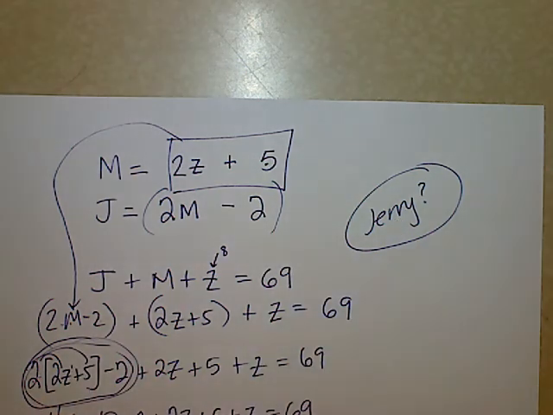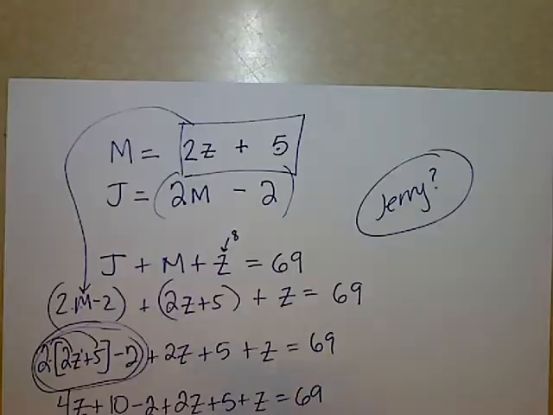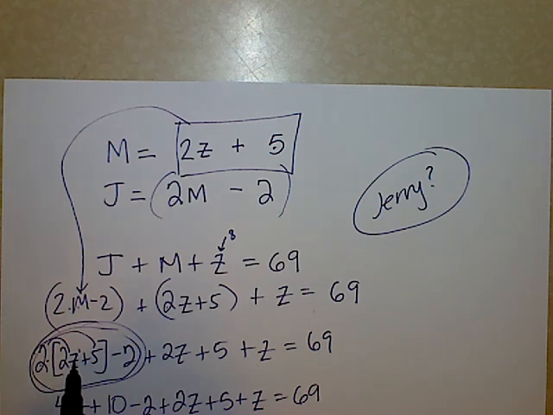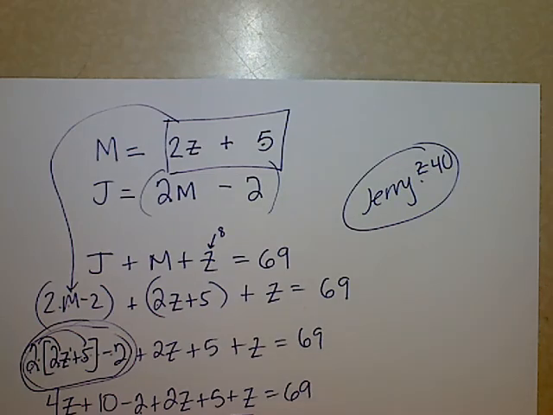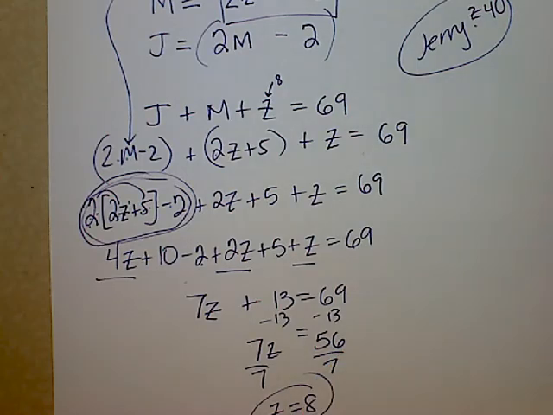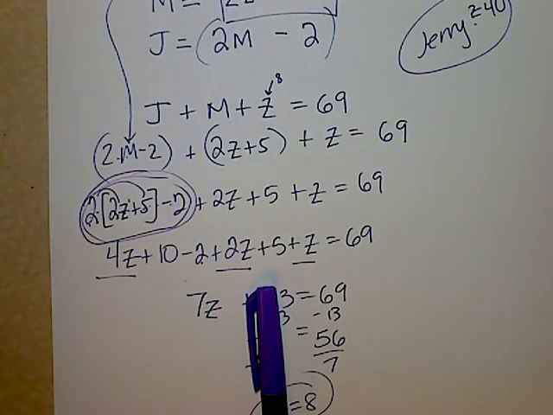So I'm going to take the 8 that I know that Zach scored. 2 times 8 is 16, and 16 plus 5 is 21. 2 times 21 is 42. And 42 subtract 2 is 40. Jerry scored 40 points. The remaining 2 problems on tomorrow's checkpoint quiz will come from checkpoint 1 and checkpoint 2. Make sure to review those problems.